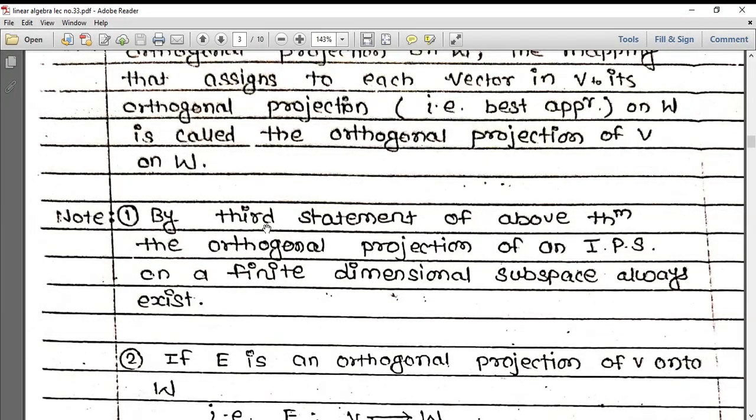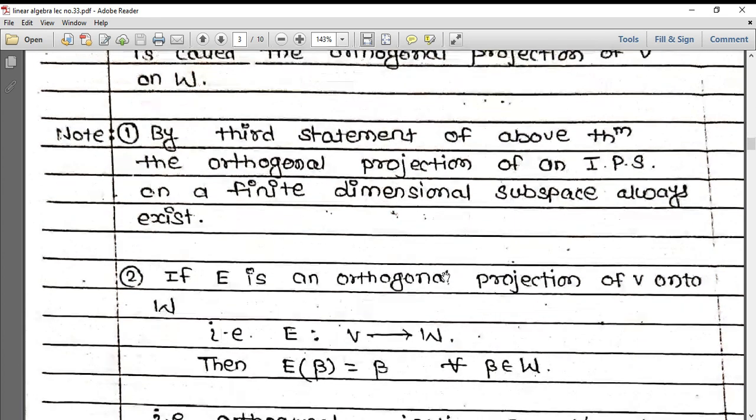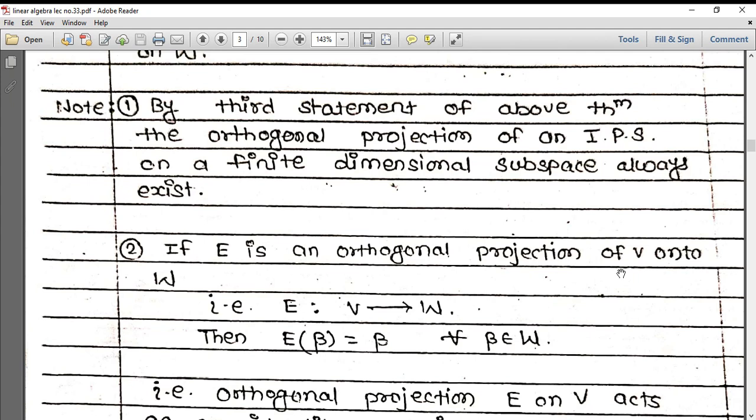Note: by the third statement of the above theorem, the orthogonal projection of an inner product space on a finite dimensional subspace always exists. Second statement: if E is an orthogonal projection of V onto W, that is, E is a mapping from V to W, then E of beta equals beta for all beta belonging to W.